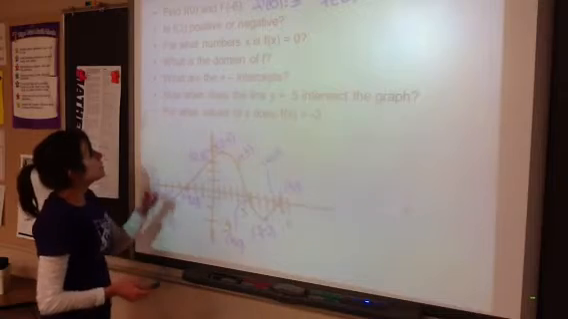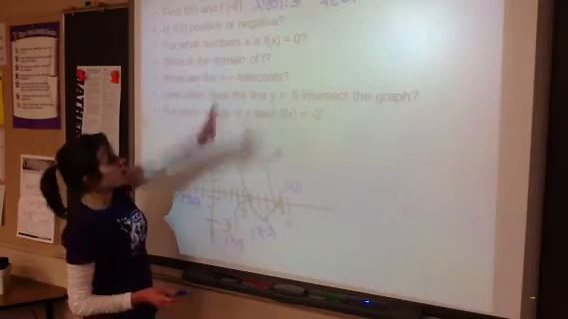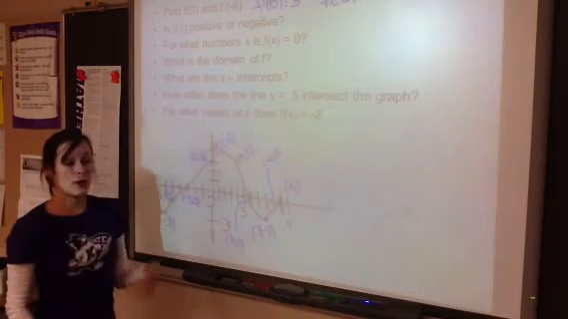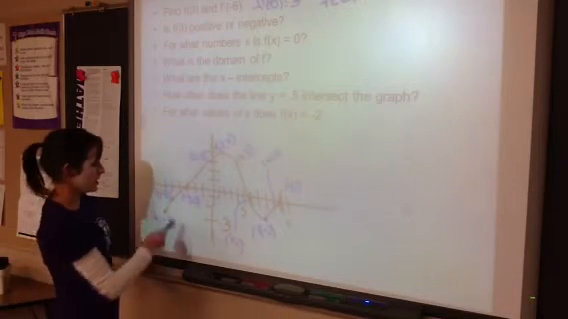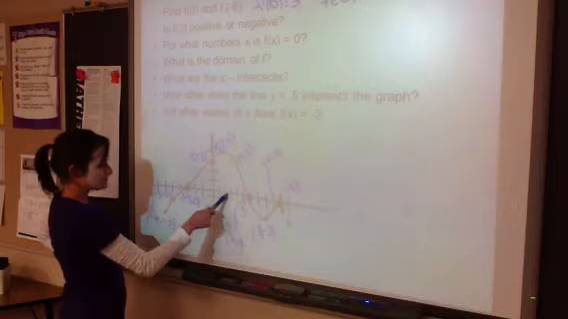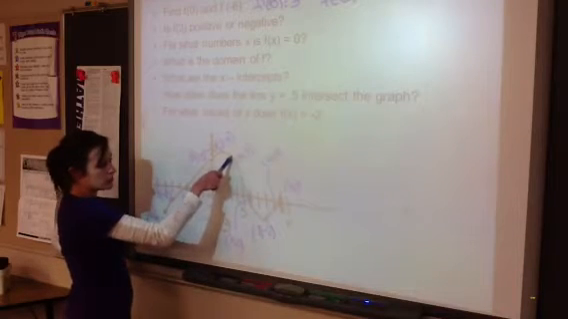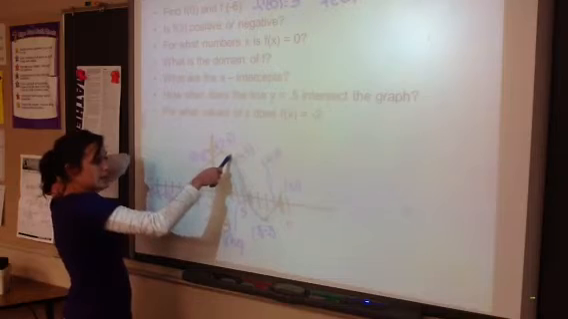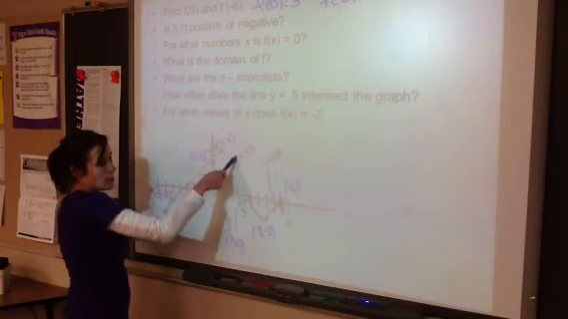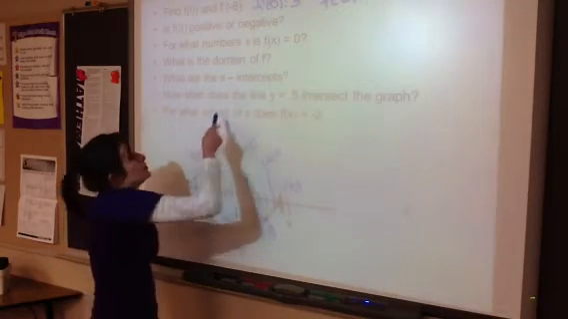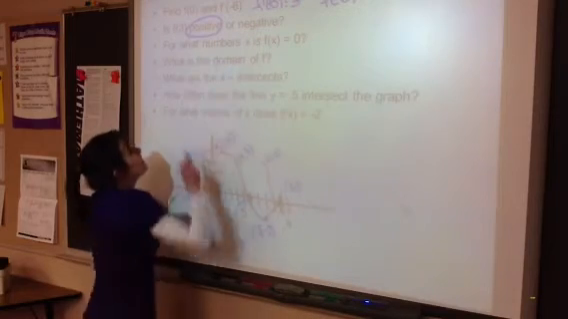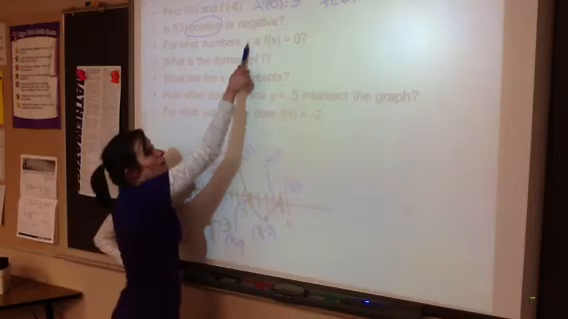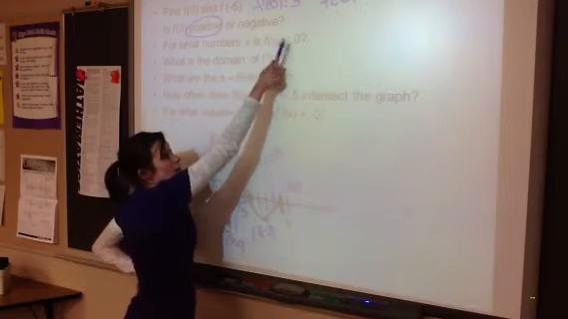Okay? So they want to know if f of 3 is positive or negative. So when x is 3, is your y value positive or is it negative? So we find f of 3. It doesn't have an actual dot. There's no distinct ordered pair labeled, but it is up here in this vicinity. So is y positive or negative? Should say positive.